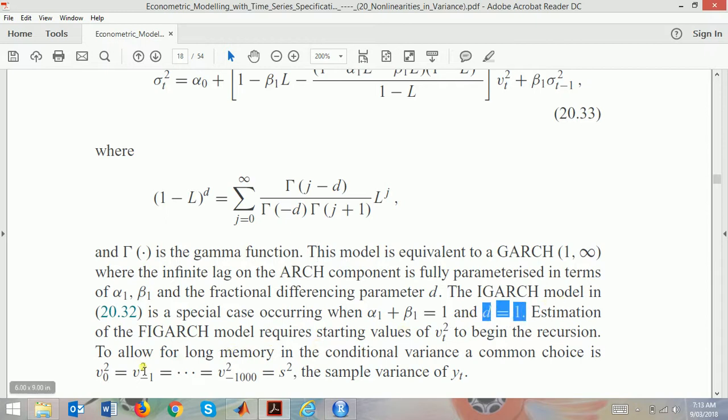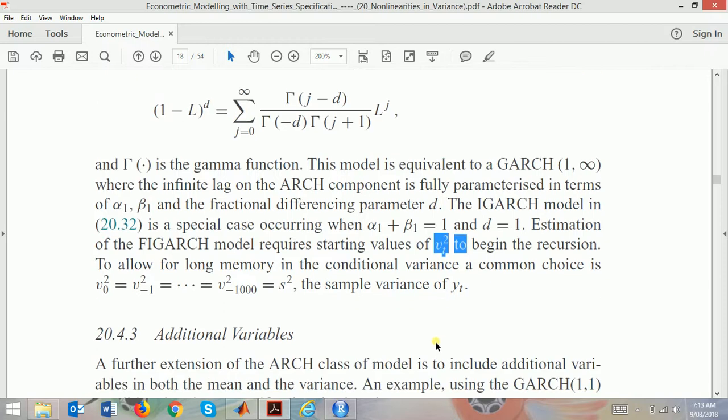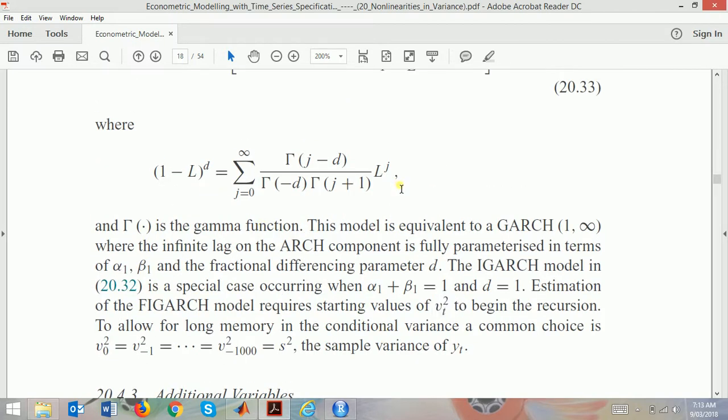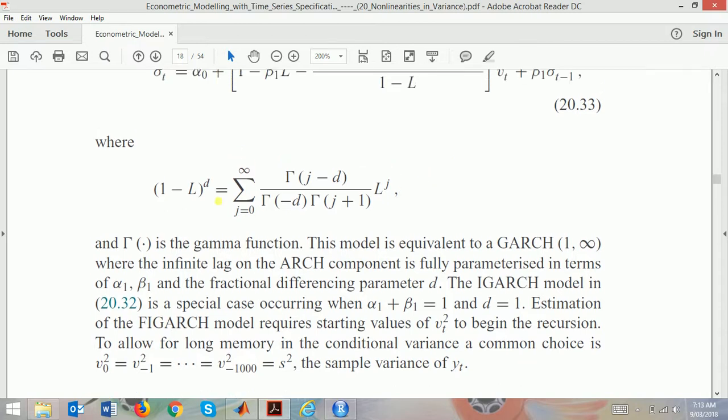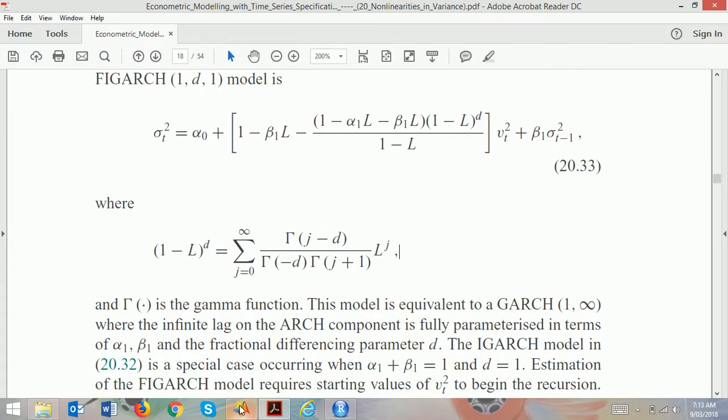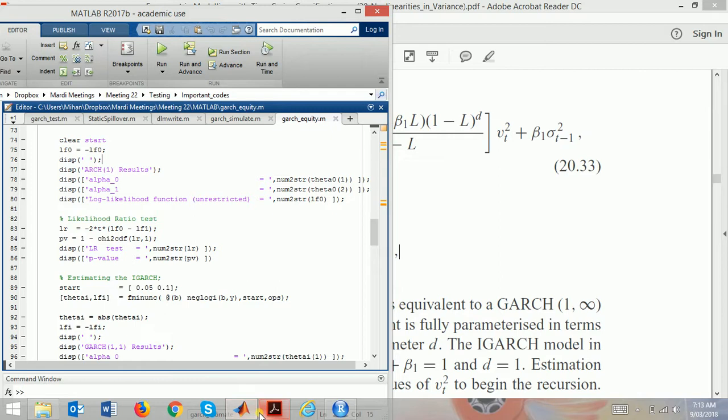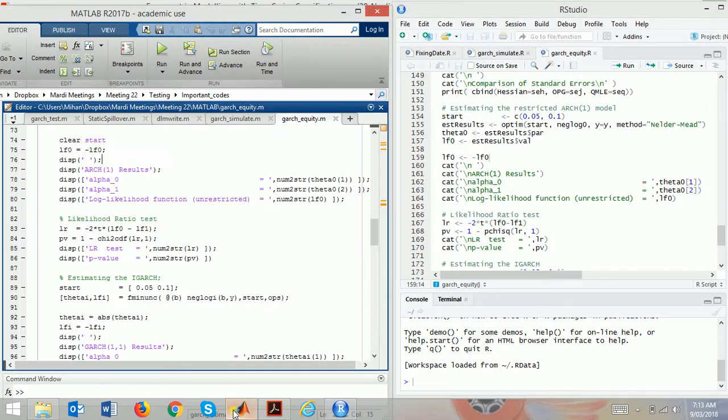But if we need to estimate a phi-GARCH model, we need start values of v squared to begin the recursion. To allow for long memory in the conditional variance, a common choice is to start with the lagged variances up until 1000, the sample variance of y. So this is a bit difficult. We'll try to see how we can implement this when we face it. But generally, we were still in this problem.